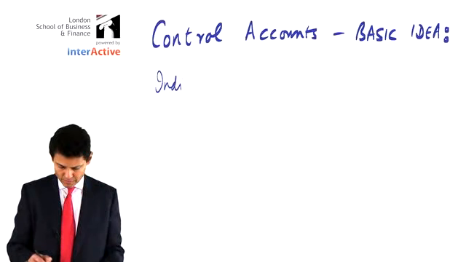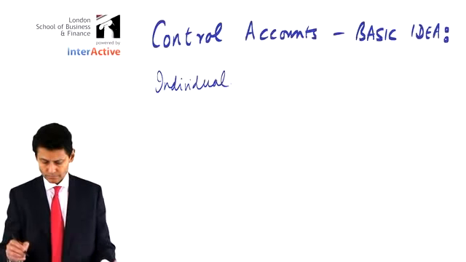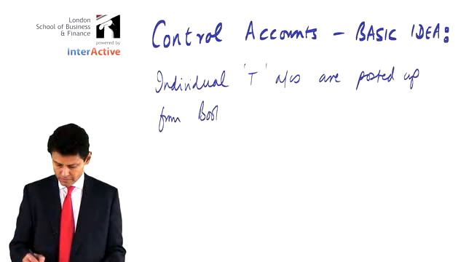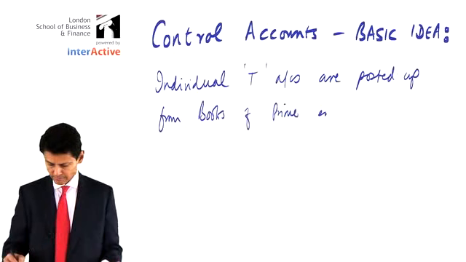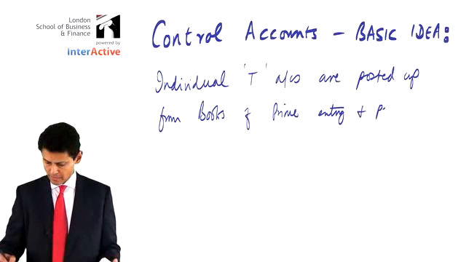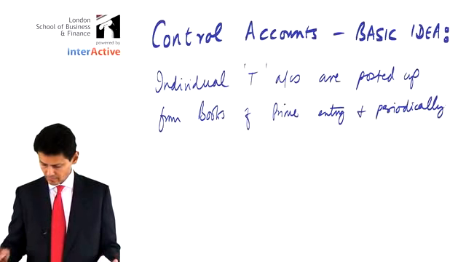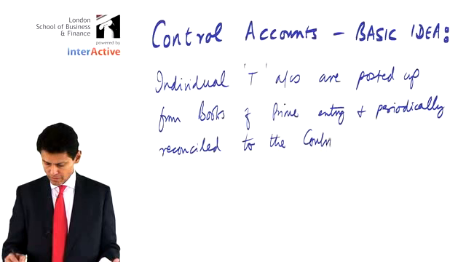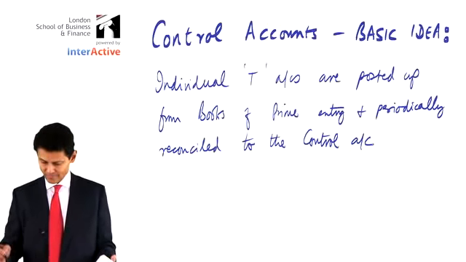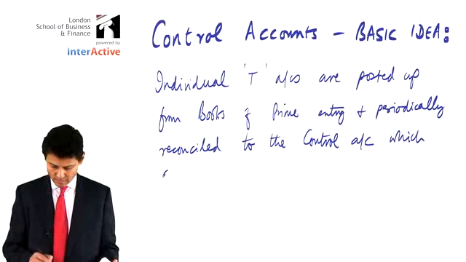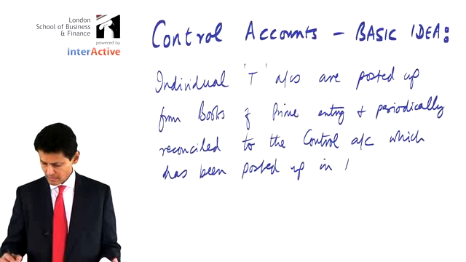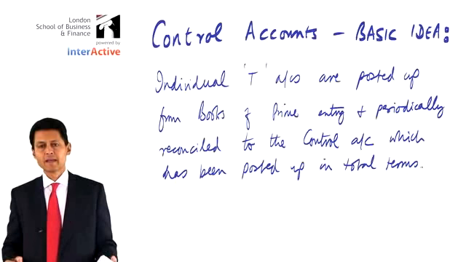So the individual T accounts are posted up from the books of prime entry and periodically reconciled to the control account, which has been posted up in total terms, as I explained earlier.